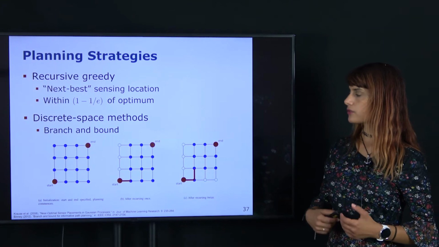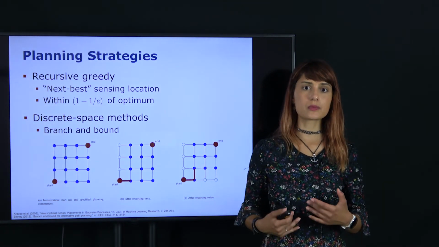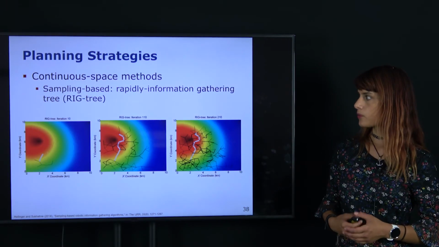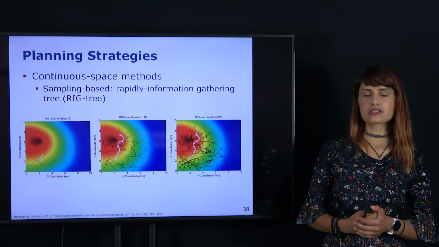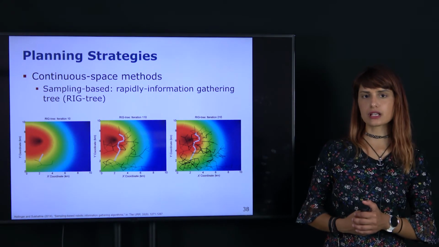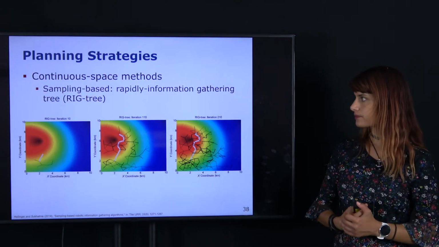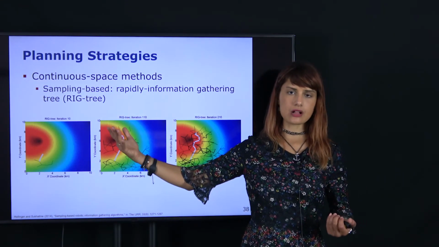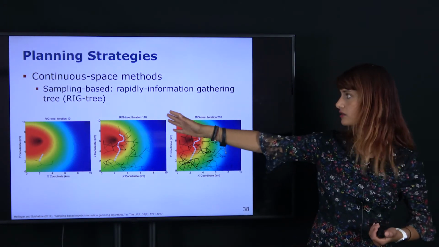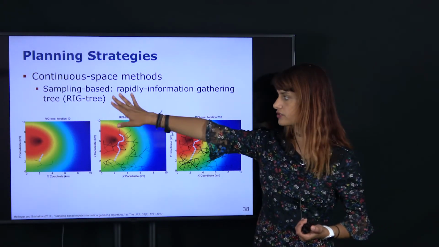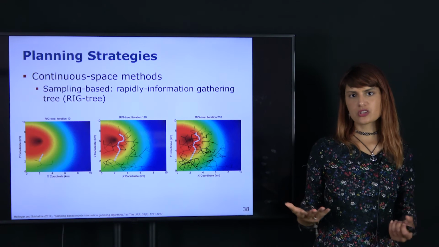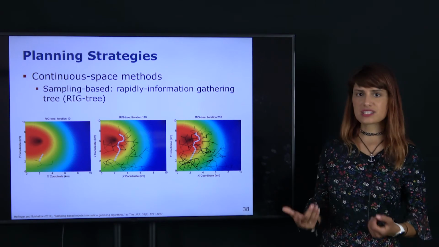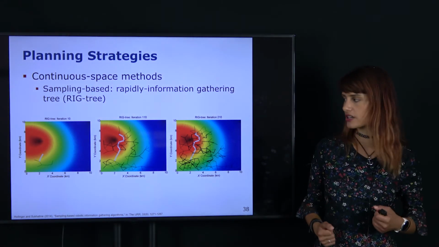Now, if we want to think about continuous space methods that could potentially lead to more flexible paths and higher quality ones, one natural way related to our discussion in the robotic exploration part of the lecture is to use sampling-based planning. A state-of-the-art sampling-based algorithm for these applications is called the rapidly exploring information gathering tree, or RIG tree. Without going into too much detail about this algorithm and its operational principles, they're very similar to the receding horizon next best view planner we saw in the exploration part.